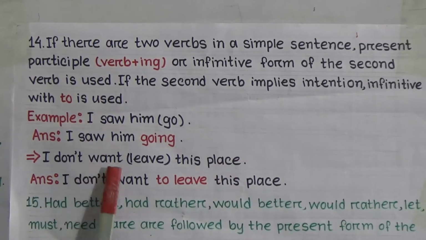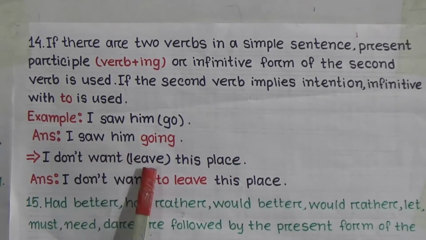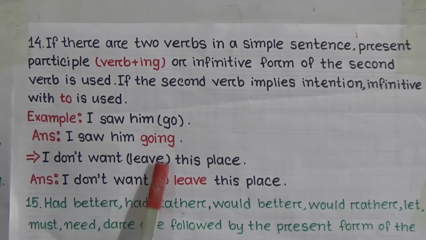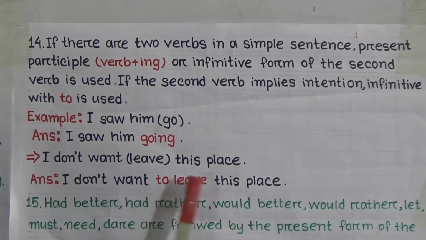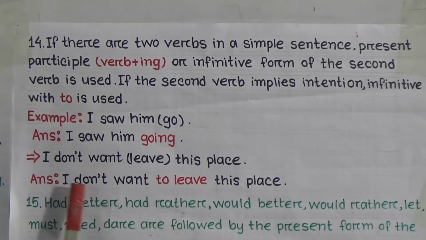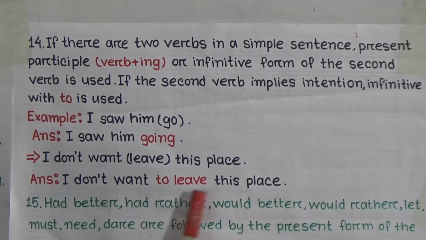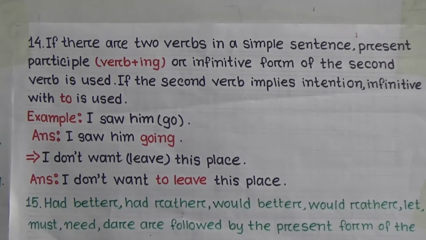Another example, I don't want (leave) this place. So students, look, want and leave, both are main verbs. As I said, we can't use two main verbs together in any sentence. We have to change one verb. So I am going to change the verb given in bracket. I have written here infinitive form, that means to plus the base form of the verb. I don't want to leave this place. I hope you can understand.